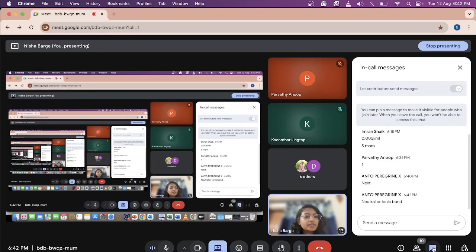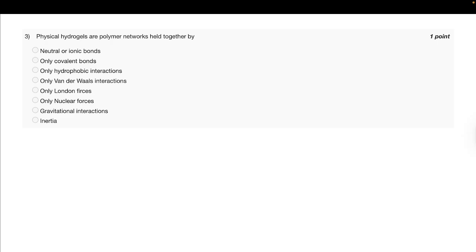Okay, someone is answering neutral or ionic bond. I believe that's option 1. Okay, thank you for answering. Anybody else has any other answer other than option 1? Okay, let's look at the answer. You're perfectly correct, whoever answered in the chat box.